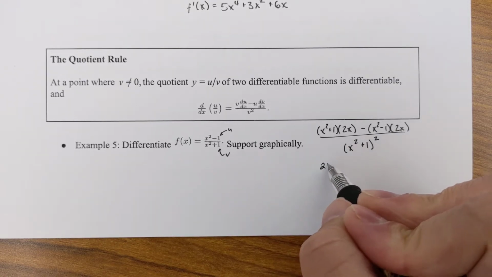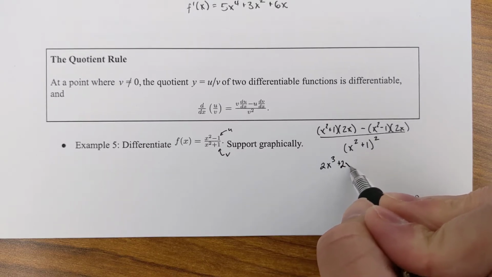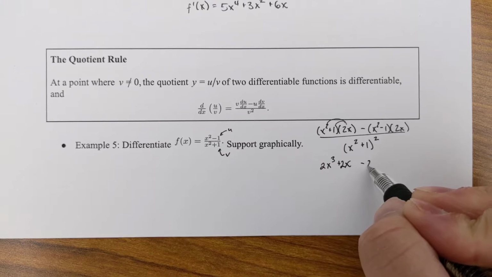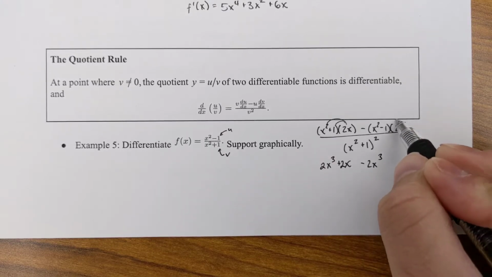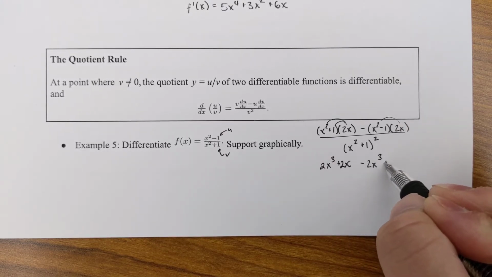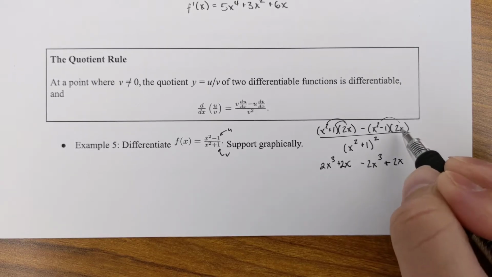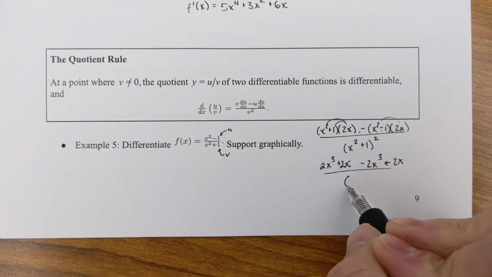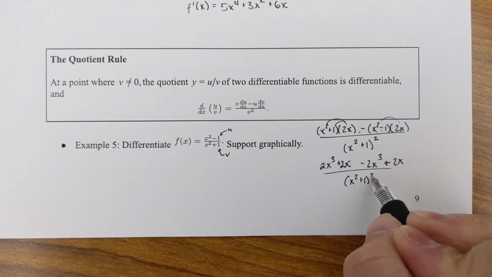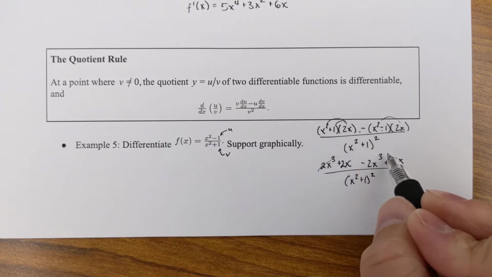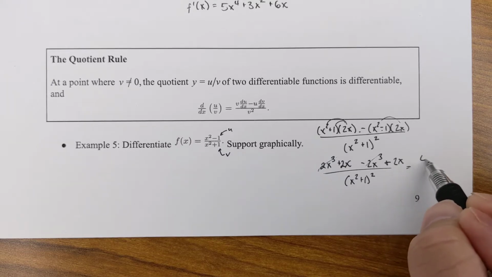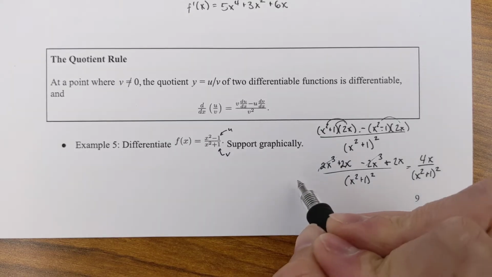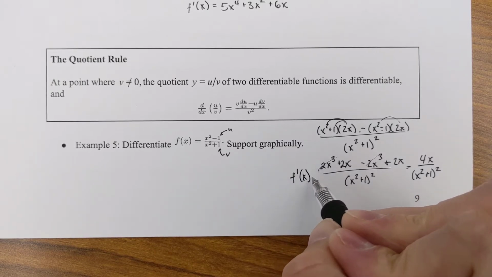So this is 2x cubed plus 2x, that's multiplying that out, minus 2x cubed plus 2x, because double negative will make that positive, all over x squared plus 1 squared. So the 2x cubes cancel, so I have 4x over that. So there's my f prime.